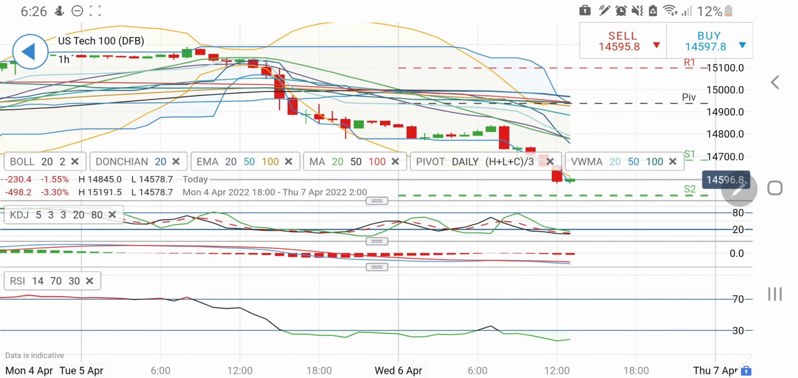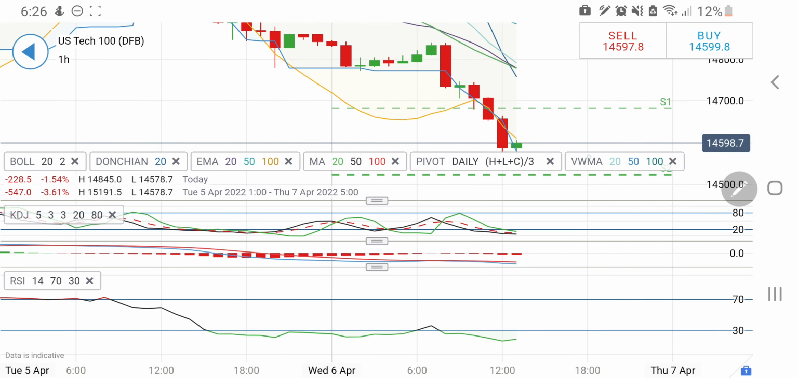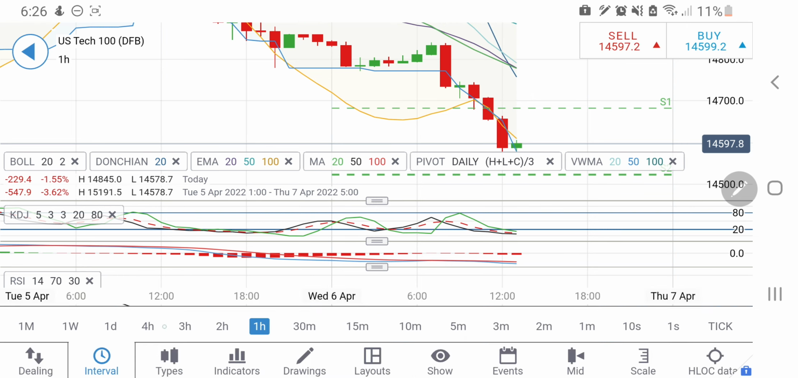Also, the stochastic here is oversold, and if you look at the charts, this is the first green candle after this many red candles. From here, if it breaks this zone at 14700, then you can expect that it may try to come back till towards 14800 also. So yes, trade with caution there.